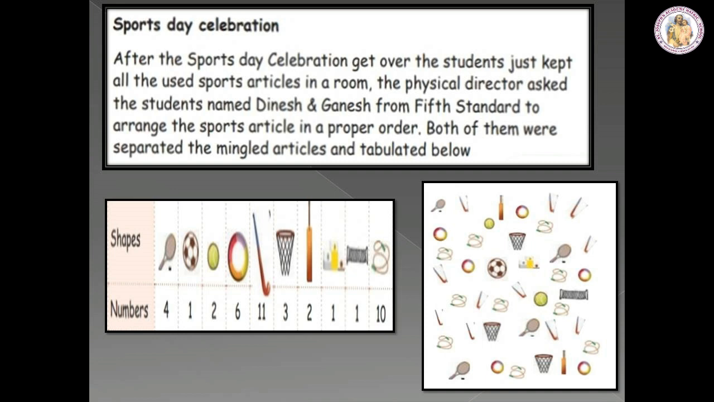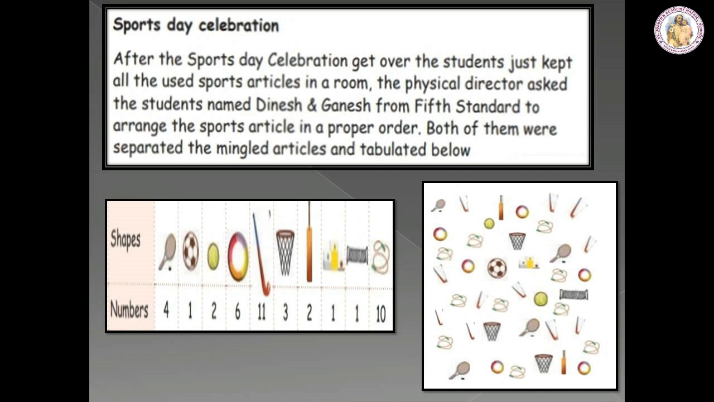There are totally 10 articles. Let us see what the articles are. First one, tennis bat, how many were there? It is 4. And football, that is 1. And a ball, it was 2. The ring was totally 6. The hockey stick was totally 11.